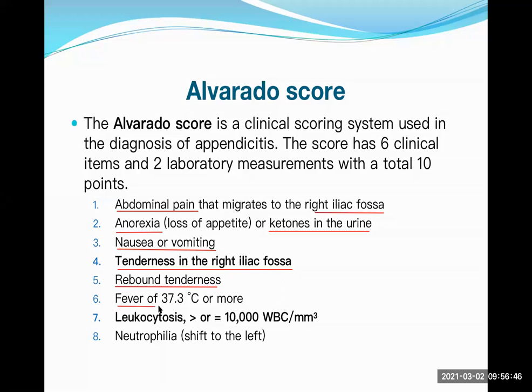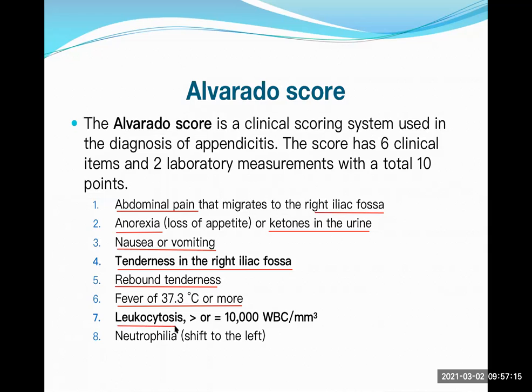Sixth, fever of 37.3 degrees centigrade or more. Probably this is measured by the axillary route, just putting a thermometer in the axilla, because the description of fever is usually more than 38 degrees centigrade. The core body temperature should be more than 38. But if we measure the temperature in the axilla, it should be 1 degree centigrade less.